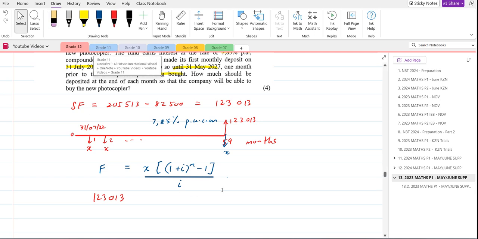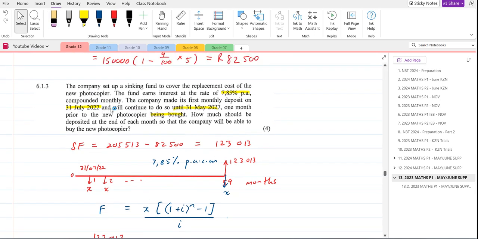unless what they're trying to do here is, let's see, continue to do so until 31st May, 1 month prior to the new photocopier being bought. Alright, so you're ending your premiums here. This should not be the case. So you're not actually getting your future value there. So you stop paying here, right? And then you're going to trade in, your sinking fund is set up here at 60, right?